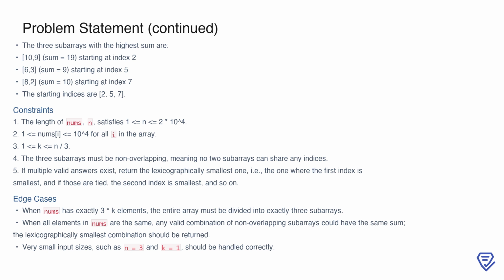For edge cases, the problem must handle scenarios where the array length is exactly 3 times k, and when all elements are identical, the lexicographically smallest indices must be returned. Small input sizes, such as when n equals 3 and k equals 1, should also be handled correctly.